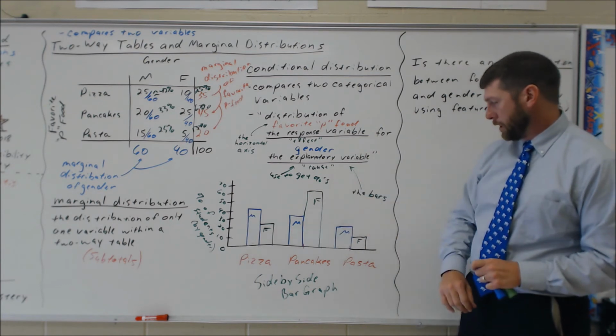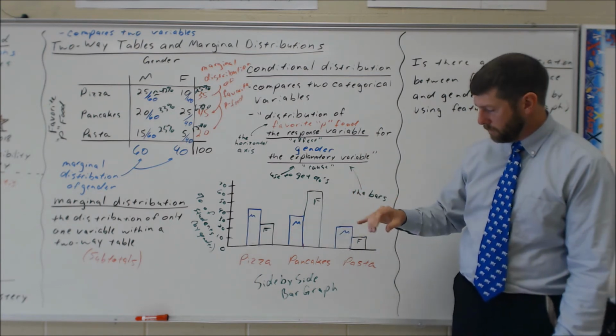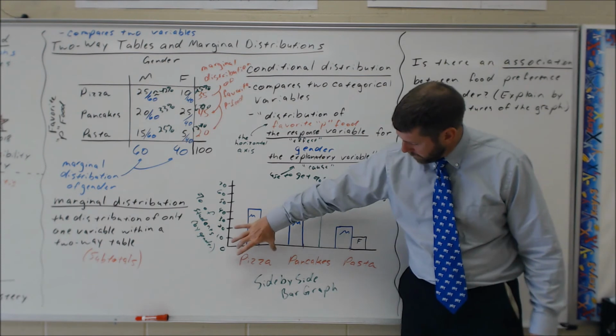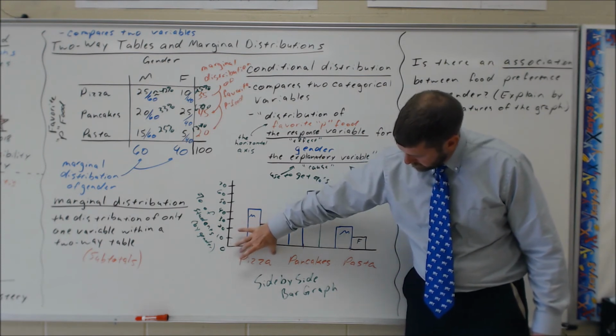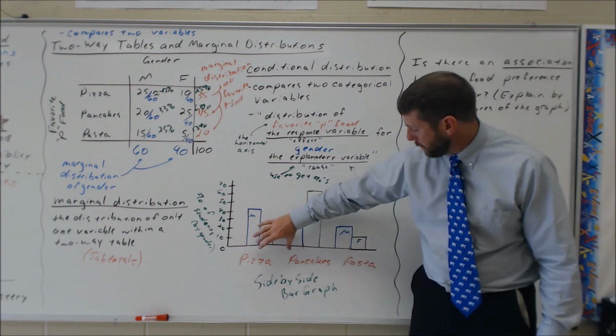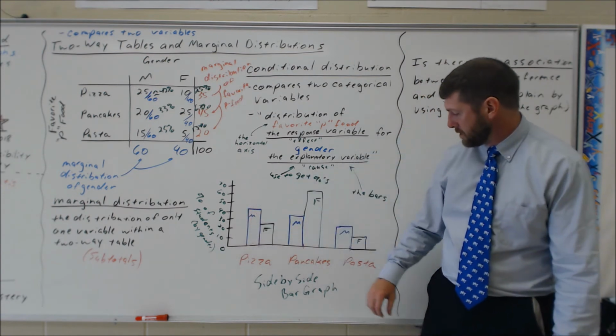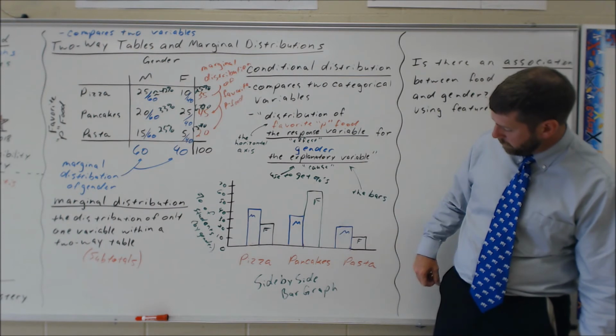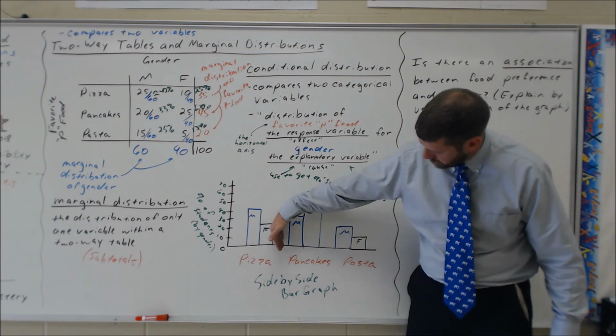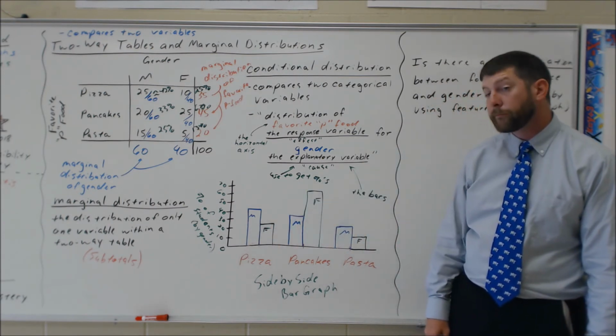Hopefully your graph came out looking like this. Important things to talk about with bar graphs. Remember, if the value is different, then the bars need to not touch. So my male and female bars can touch here because they're both talking about male and female pizza, or male and female pancakes, male and female pasta. But I do have a space between each of those groups right there.